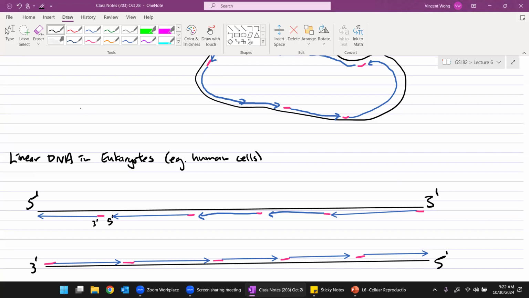Okay? This is only a problem for humans, for eukaryotic cells, but not for bacteria, right? Because they have circular DNA. They can loop back to the starting point and replace their own primer, but not for us. Okay?